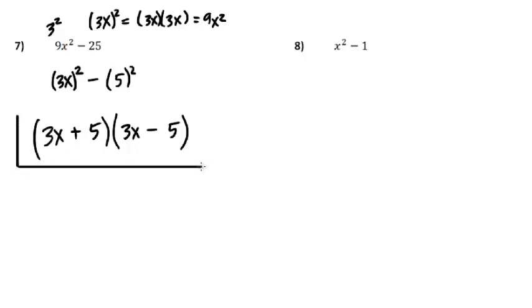So that's our answer. This is our factored form. And 8, 8's a little bit easier than 7. 7's kind of verging on a little bit of algebra too. We have x squared, but what's the big deal with this 1? Okay, and you always need to remember 1's kind of a special number.